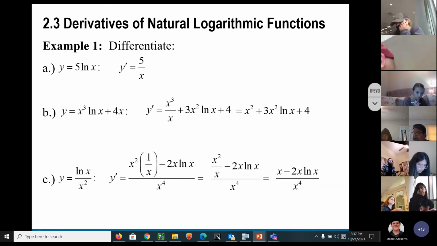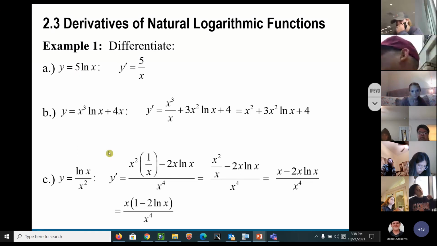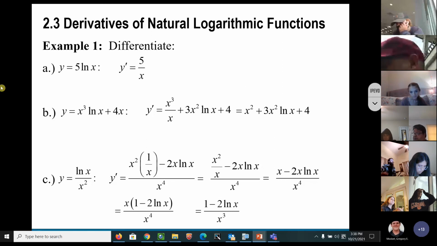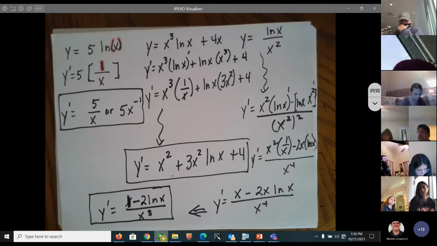x minus 2 natural log of x. Well, okay, they should take it one more step. There it is. And there it is. It is 1 minus 2 natural log of x over x to the third. And that's what I got.